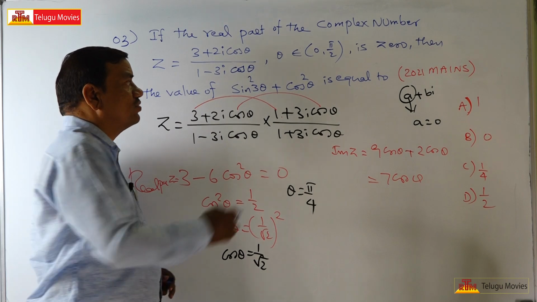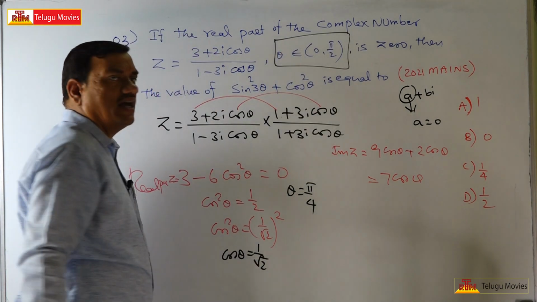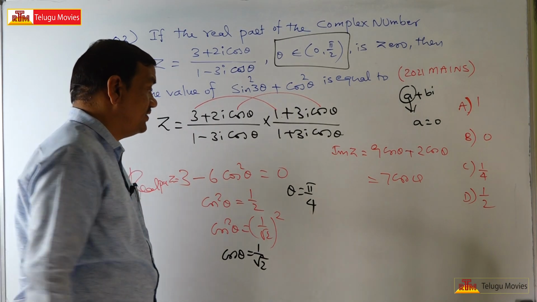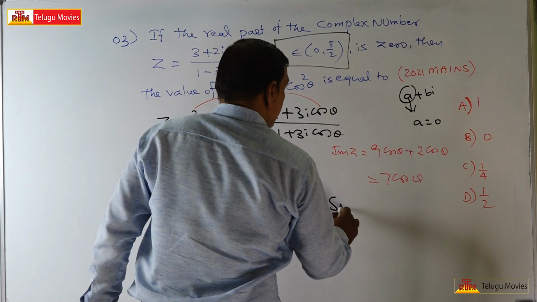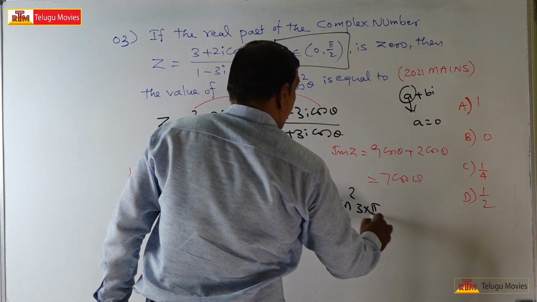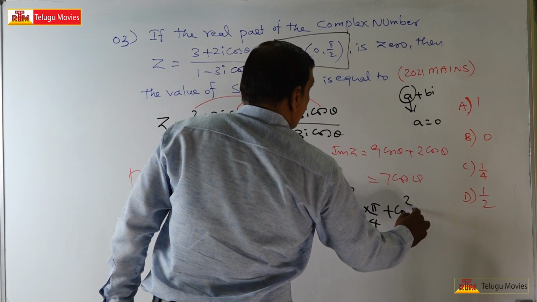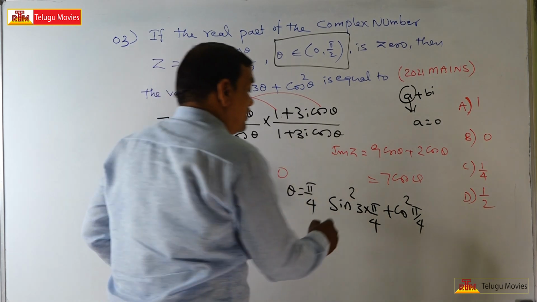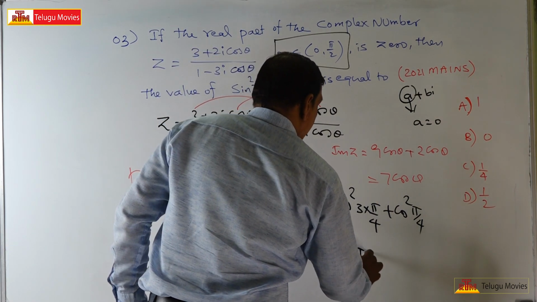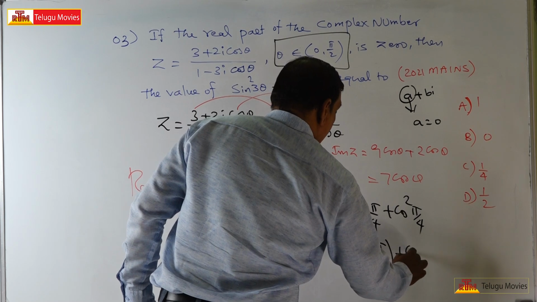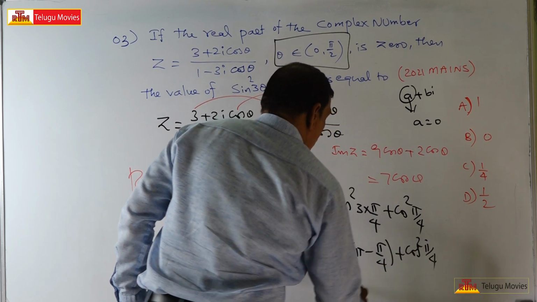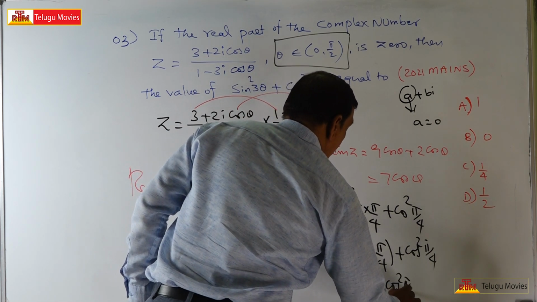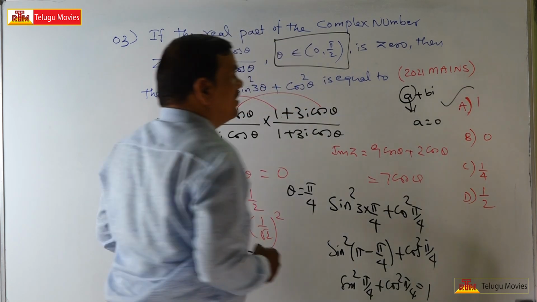Actually you will get an infinite number of solutions, but observe here, theta lies in the first quadrant. So cos theta is equal to 1 by root 2, right? Now substitute in this. This is equal to sin square 3 into pi by 4 plus cos square pi by 4, so 3 pi by 4, 3 into 45. This can be written as sin square pi minus pi by 4 plus cos square pi by 4. So this is equal to sin square pi by 4 plus cos square pi by 4, which is nothing but 1. 1 is your right answer.